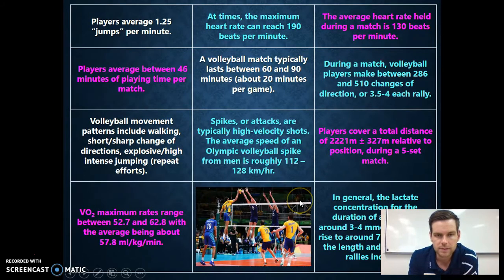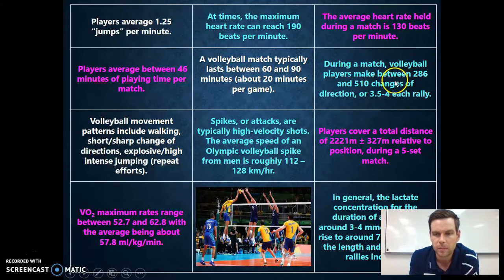Now we've gone through this in class, but it's worthwhile just touching on it again. So in the exam, or in our assignment in particular, we're going to get an athlete profile. This is basically giving us snippets of what it's like to be an elite volleyball player. For example, during a match, volleyball players make between 286 and 510 changes of direction, or roughly 3.5 to 4 each rally. So what you need to do is be able to get some information about an athlete, in this case a volleyball player.